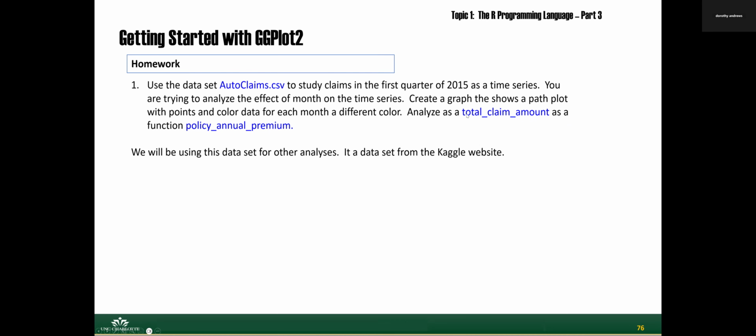And then we're going to analyze total claim amount as a function of policy annual premium. And these are two fields. So we have our Y variable, and here's our X variable. And so we plot all those points, but we want to know which points belong to January, which points belong to February, March, April, May, June, July, etc. And that's where the color parameter comes in. And this was a real data set that I downloaded from the Kaggle website.